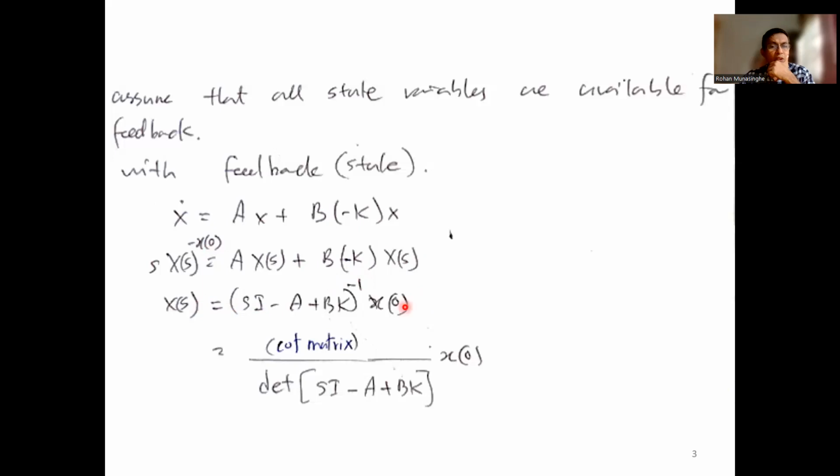Now if you want to evaluate the inversion here, the matrix inversion, you need to write the cofactor matrix over the determinant, times x0.